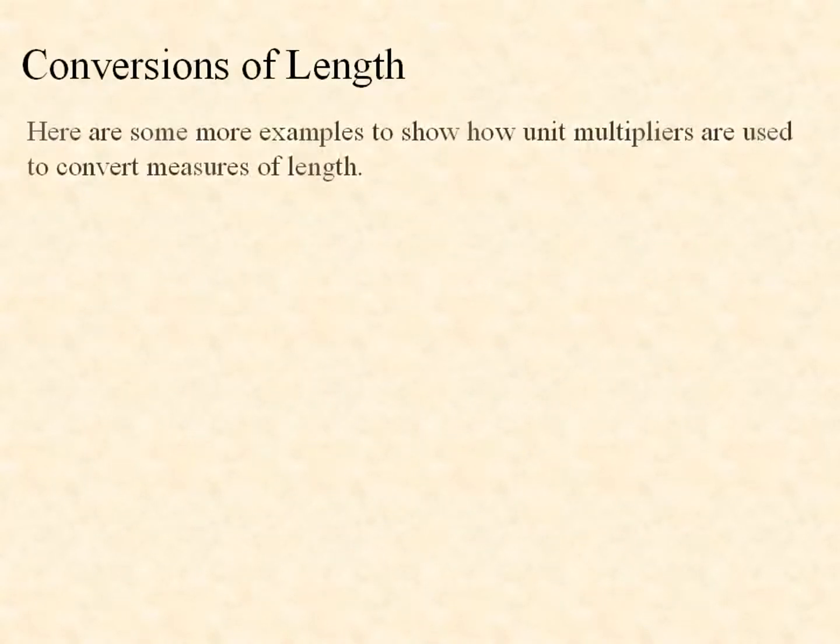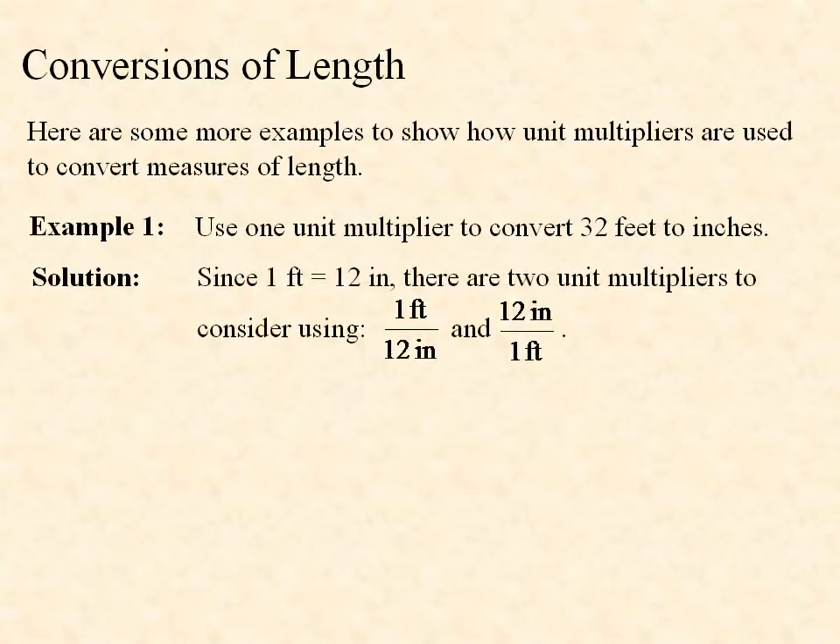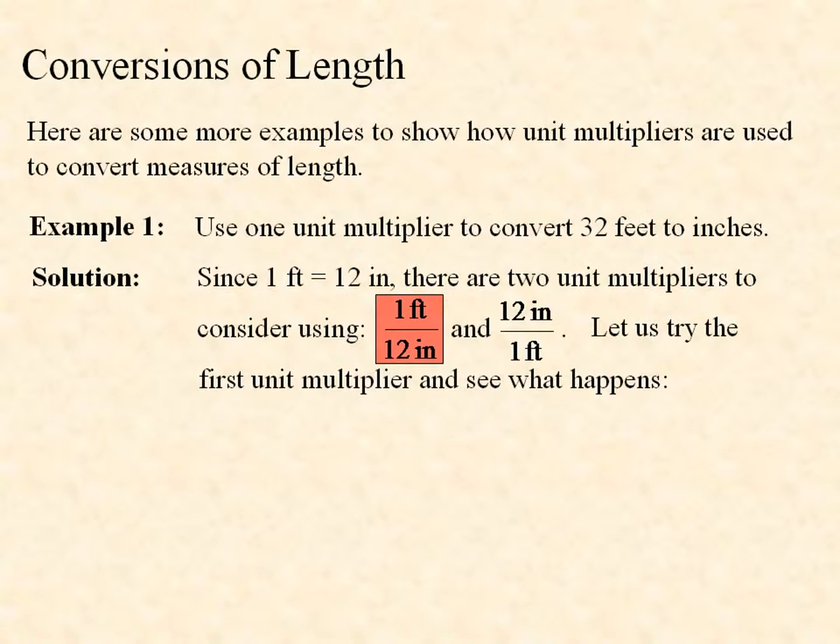Here are some more examples to show how unit multipliers are used to convert measures of length. Example 1. Use 1 unit multiplier to convert 32 feet to inches. Since 1 foot is 12 inches, there are 2 unit multipliers to consider using: 1 foot over 12 inches and 12 inches over 1 foot. Let's try the first unit multiplier and see what happens.